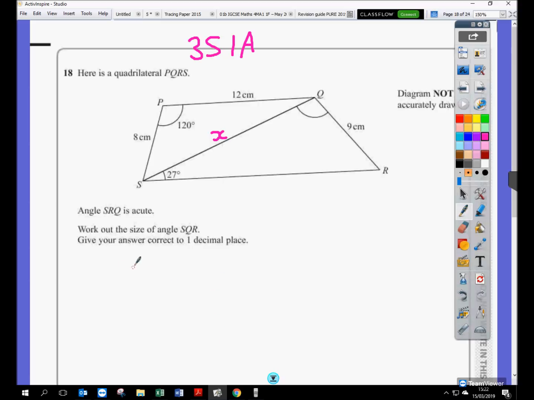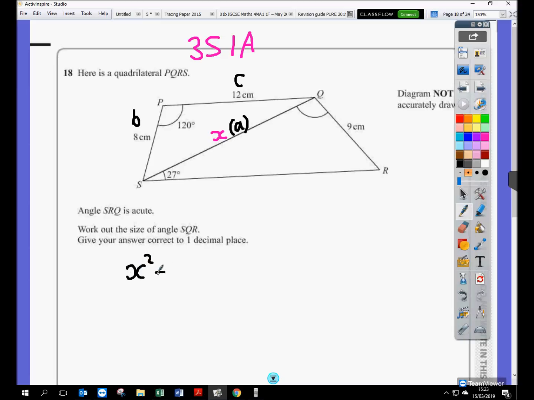So cosine rule is a squared equals b squared plus c squared minus 2bc cos capital A from the formula sheet. B and C are the sides which sandwich the angle. A is the other side. Doesn't matter which one is B and C, as long as they sandwich the angle, either side of it. Okay, so we have a situation like this then.